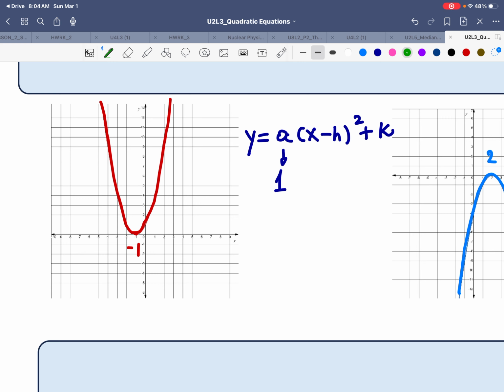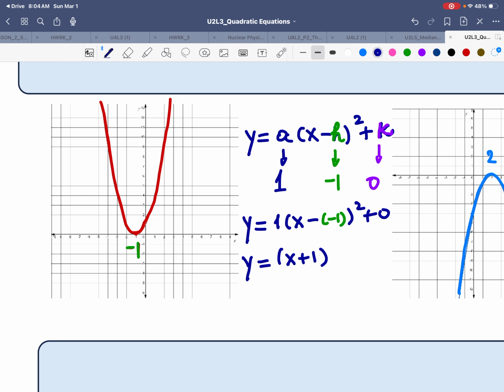Now, the value of h will be the x-coordinate at the vertex, so in this case it is -1. And the value of k would be the y-coordinate at the vertex, which in this case is equal to 0. So we're going to say that the value of k is equal to 0. So the equation of this parabola will be 1(x minus -1) to the power of 2 plus 0, or for short, y equals (x plus 1) squared. If you want to find the zeros of a quadratic equation, then you're going to say that y has to be 0, so (x plus 1) squared is 0.